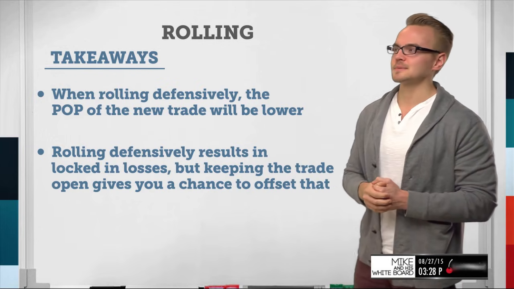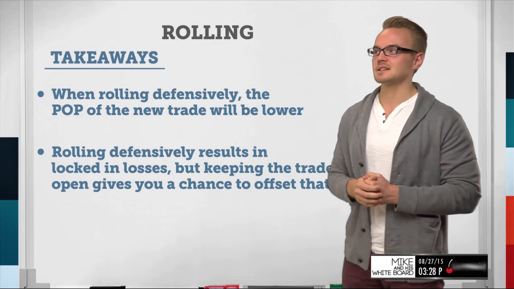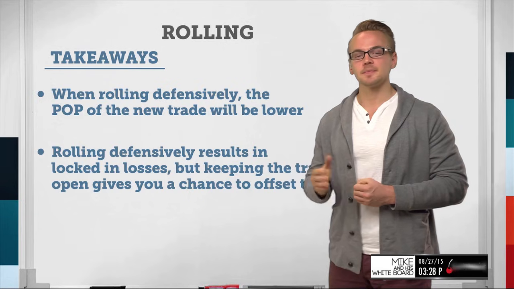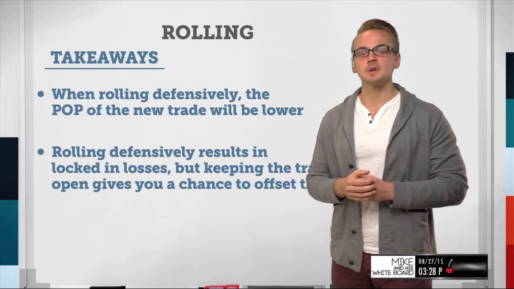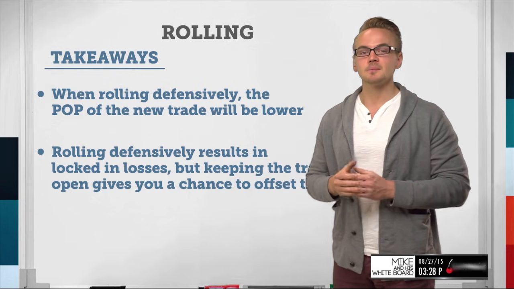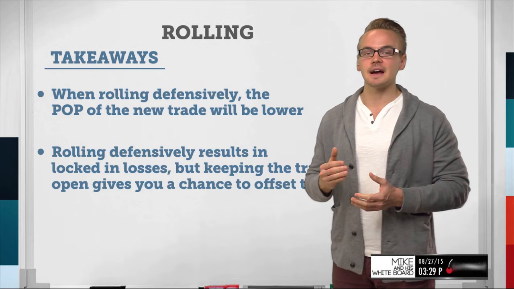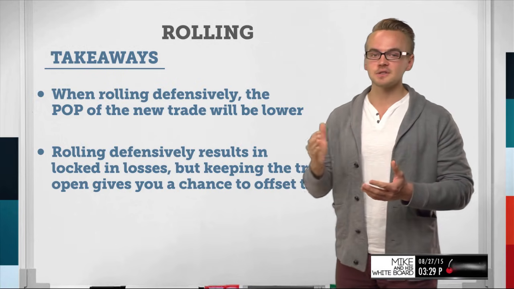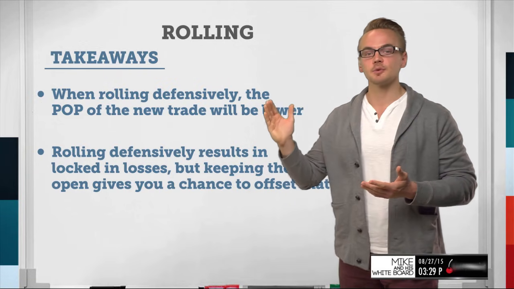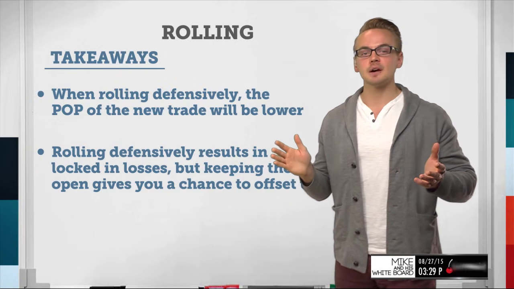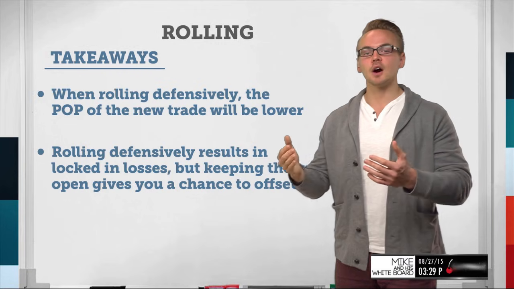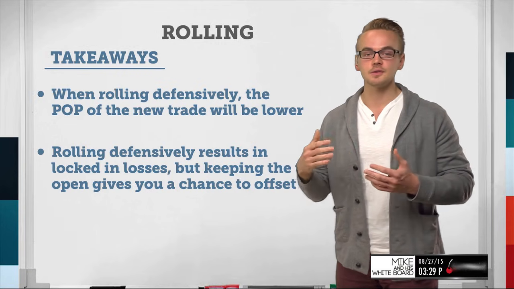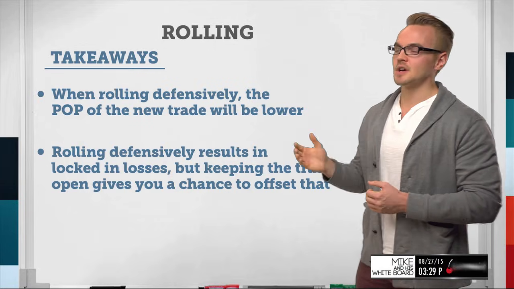And last but not least, rolling defensively results in locked-in losses, but keeping the trade open gives you a chance to offset that. So in this example, we showed a realized loss of 405, but we opened the new trade for 575. If the stock price goes from 40 to above 45, I've now completely wiped out that realized loss, and I also get to keep that $1.70 in credit that I received for all those rolls that I did. So this has been rolling.